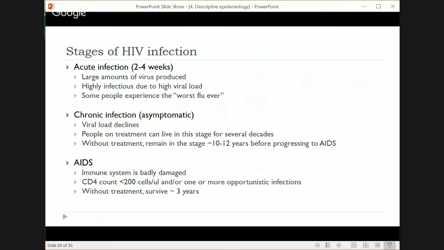So this is the third stage of HIV infection. At the point that someone has AIDS, it means their immune system is badly damaged. Your CD4 count, which is sort of a marker of your immune status, is less than 200 cells. And usually someone has one or more opportunistic infections. So in the case series report, we saw that the 5 men had pneumocystis carinii pneumonia, cytomegalovirus, and candidiasis in their mouth. Without treatment, someone with AIDS can survive an average of 3 years, sometimes more, sometimes less.